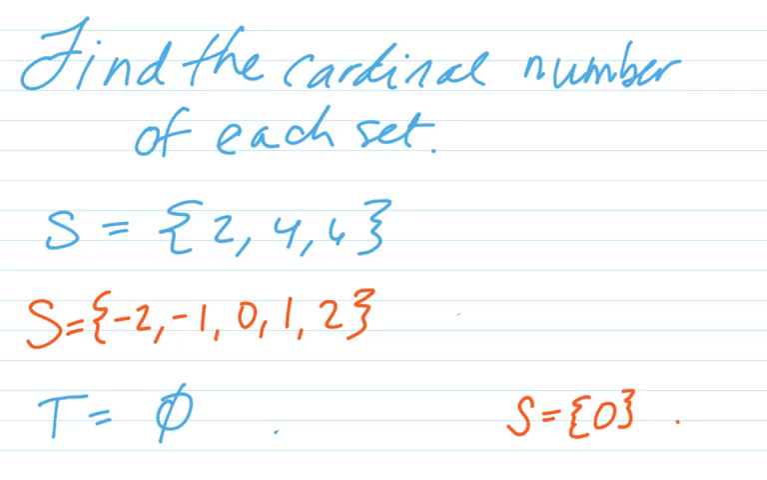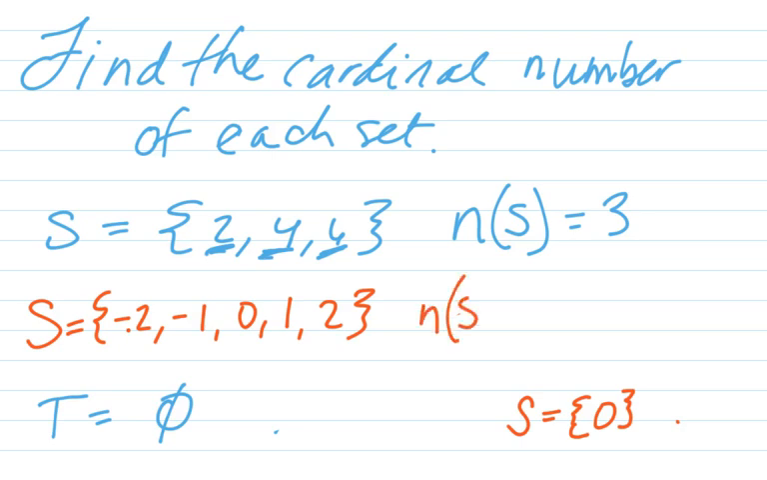So here we have 4 examples of sets. We're going to find the cardinal number of each set. For the first one, our set is S equals the set of 2, 4, 6. So the cardinal number of this set S is equal to how many elements are there? 1, 2, 3. Okay. For the second set, we have S equal to the set containing -2, -1, 0, 1, 2. So the cardinal number of this set S is equal to 5.